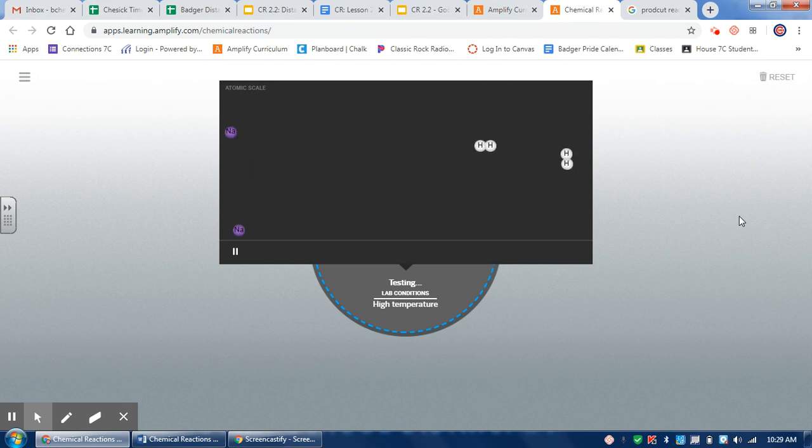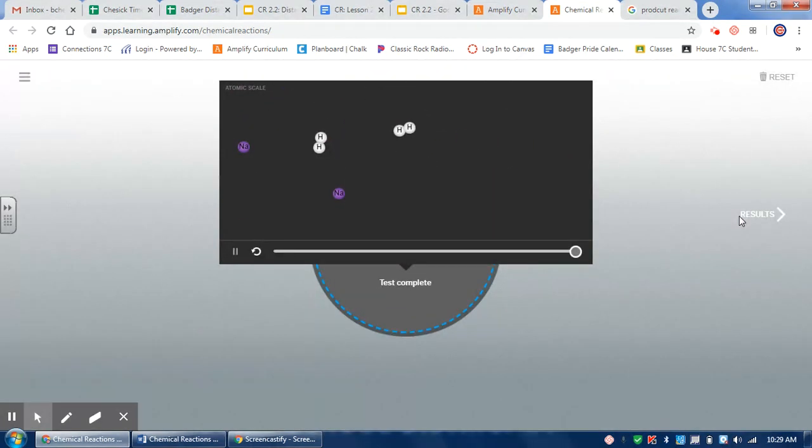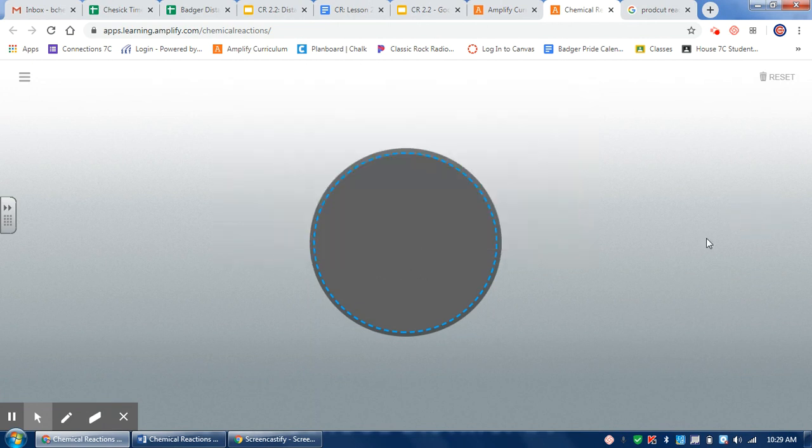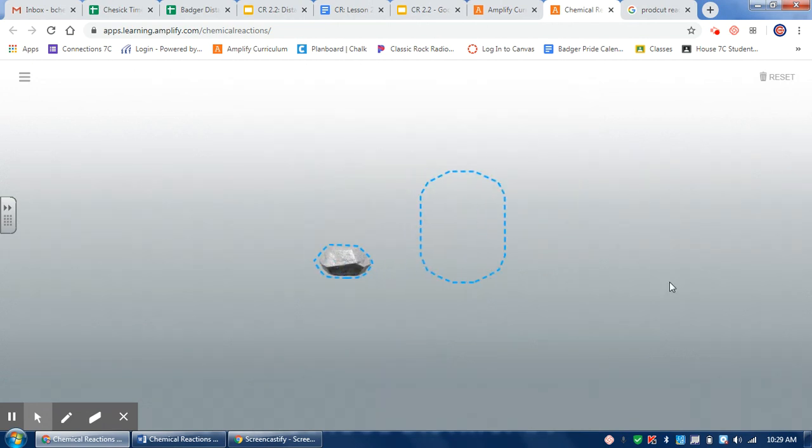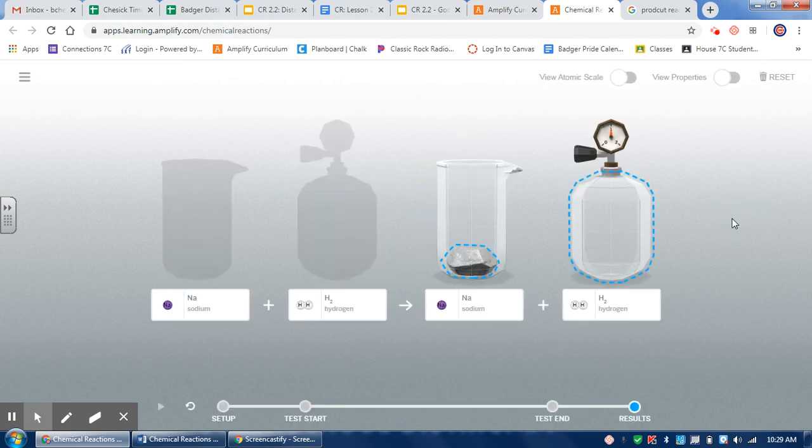As you can see, when the atoms bump into each other, nothing seems to be happening. So let's go and look at the results. Okay, when we review this, we started with sodium, we started with hydrogen. After we combined the two, we ended up with sodium, we ended up with hydrogen. So first of all, did we have a chemical reaction happen? My answer would be no, because I ended up with exactly the same substances that I started with. So my reactants, what I began with, were exactly the same as my products, what I ended up with after I combined sodium with hydrogen.